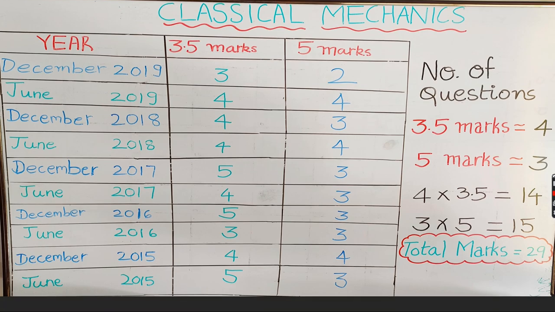Let us analyze the last 5 years question papers and get to know what marks we can gain from classical mechanics. There are 4 questions allotted 3.5 marks and 3 questions allotted 5 marks. These are approximate numbers of questions. So one can gain around 29 marks from classical mechanics. This is a huge number of marks, so that one can increase his or her cutoff.